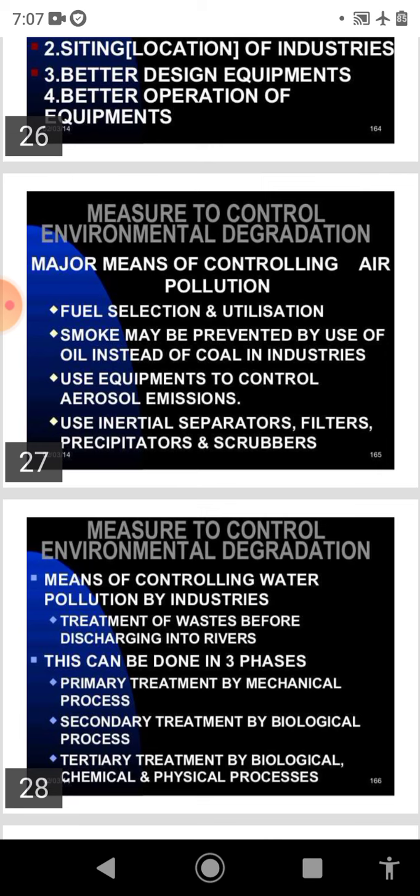Primary treatment by mechanical means. This involves screening, grinding, flocculation and sedimentation. Secondary treatment by biological process. Tertiary treatment by biological, chemical and physical processes.